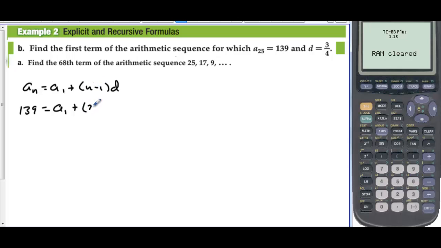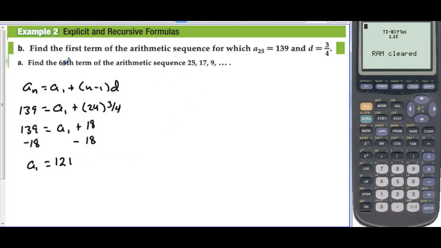25 minus 1 is 24. And the common difference is 3/4. We have 139 is equal to a sub 1 plus 24 divided by 4 is 6, times 3 is 18, and then we minus 18 from both sides. A sub 1 is equal to 121.